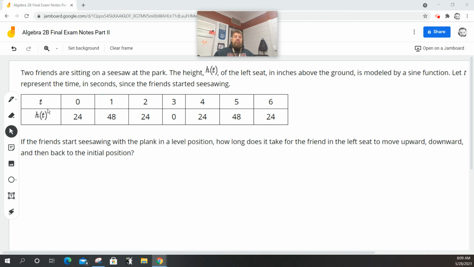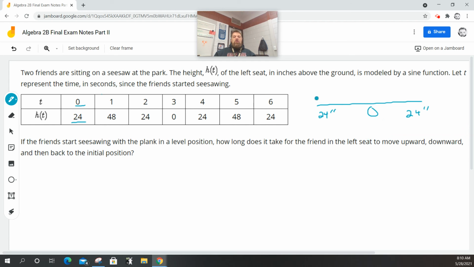So how do I know that? Because they say that they're starting in a level position, and when they start, time equals 0, and the height is 24 inches. So I like to draw pictures. So that means that this is 24 inches, and this is 24 inches. I know I drew that kind of on an angle, but just pretend that it's perfectly level.